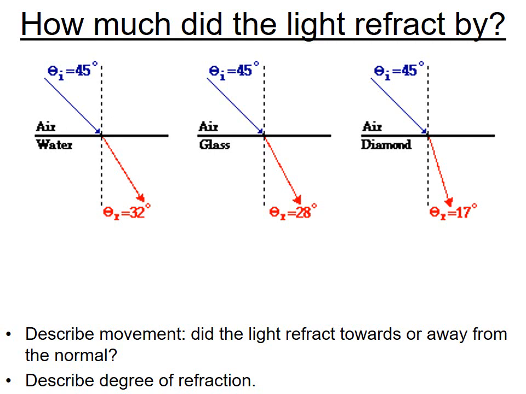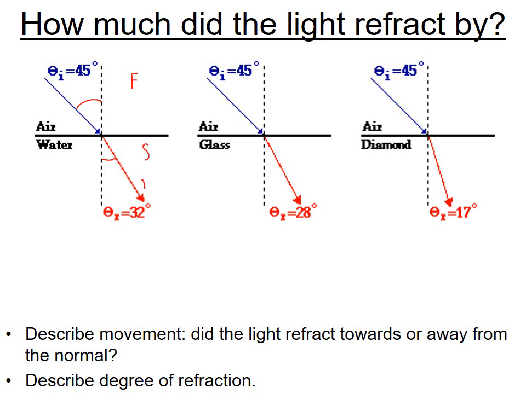Another type of problem you might get is how much did the light refract by? So for example, in this situation, we have an angle of incidence of 45 and an angle of refraction of 32. Now, we went from air to water. Let's see if that makes sense. Air, we know, has an index of refraction of 1.0003. Water is about 1.33. That we know from our table. So this is our fast medium. This is our slow medium.